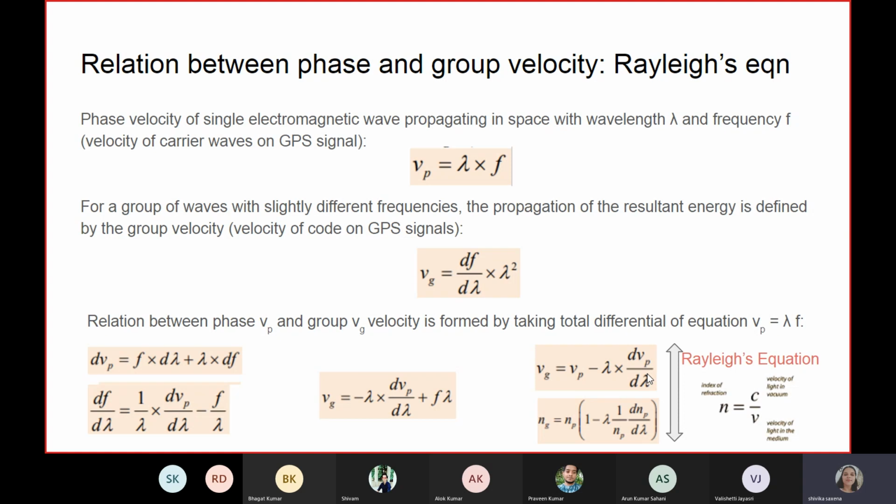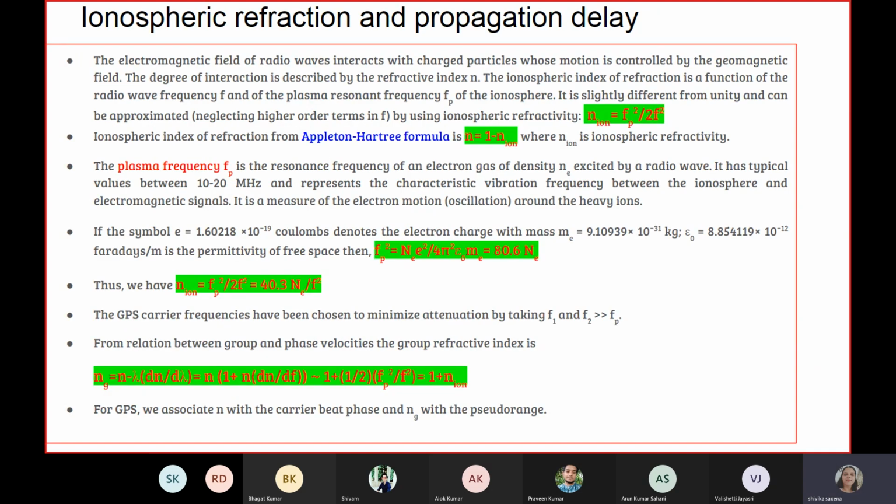So we have two concepts of velocities, phase velocity as well as group velocity. Hence, we will have two concepts of the index of refraction also: group index of refraction as well as phase index of refraction. So ionospheric refraction and propagation delay, how are they related, using the concept of group and phase.